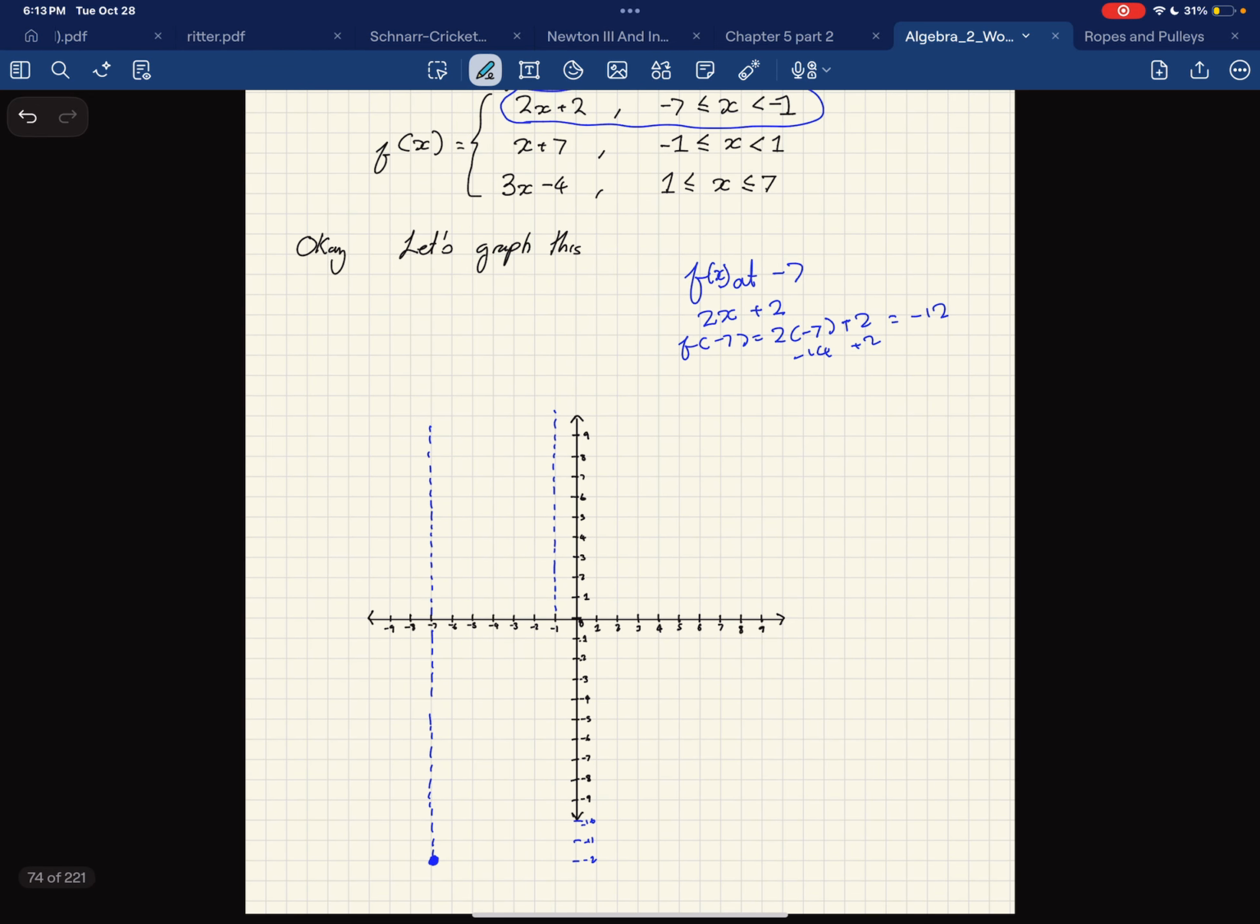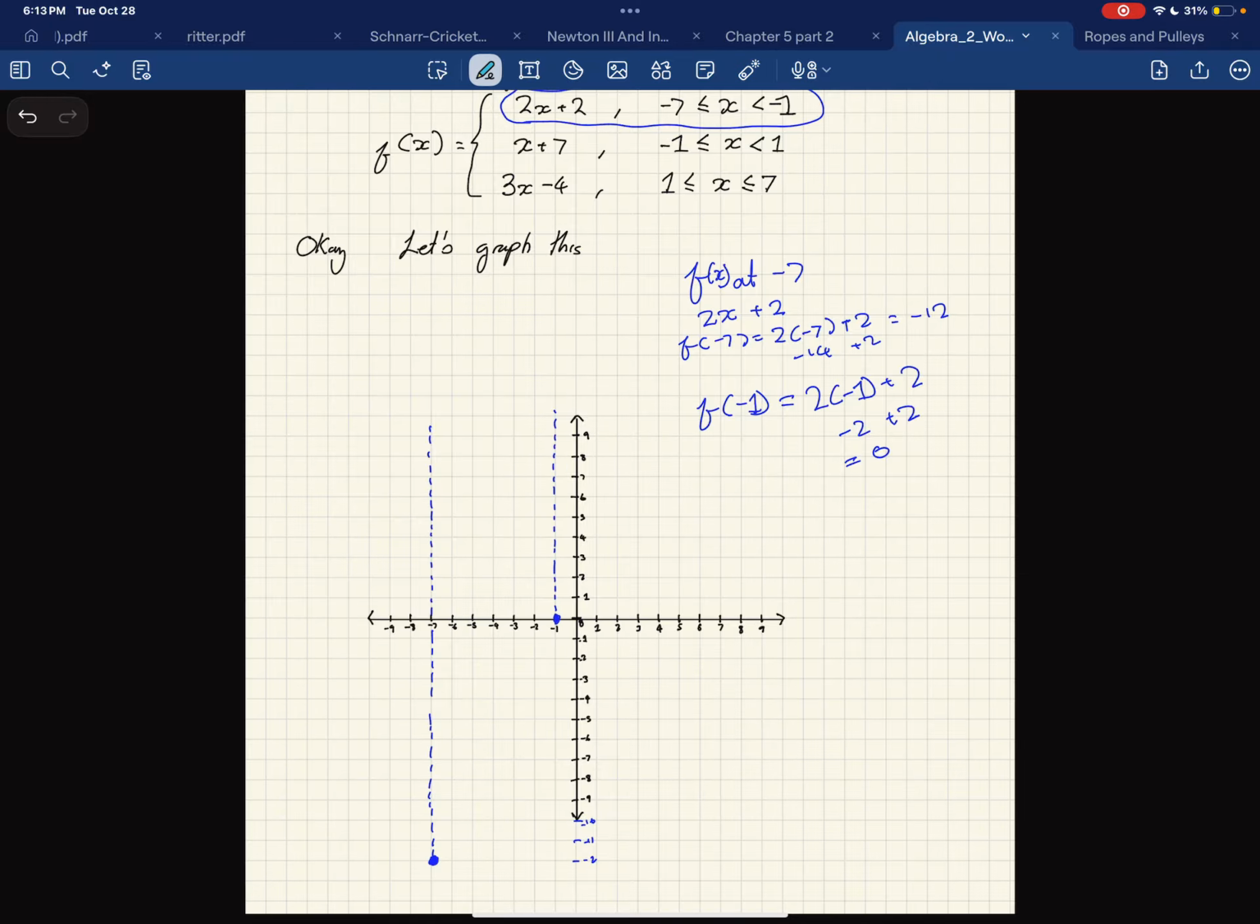Nice. What about at -1? What do I have? Let's see, f of -1. It's going to be 2 times -1, all right, plus 2, -2 plus 2, 0. So I know I have 0. My y value is equal to 0.